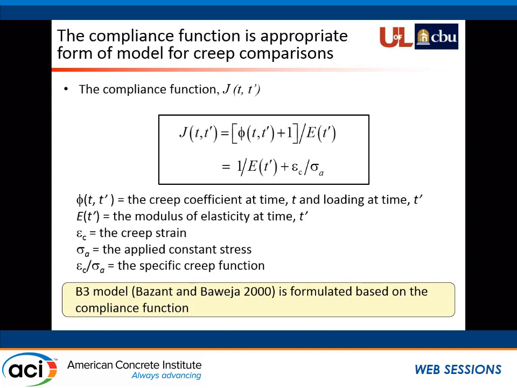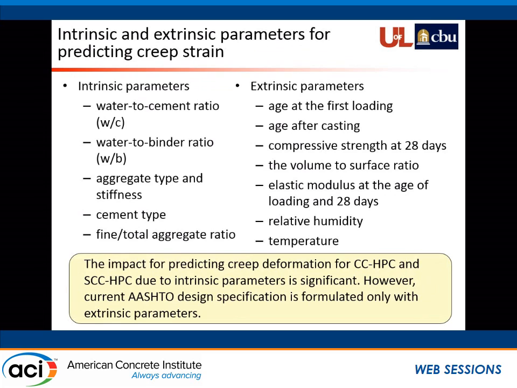So this relationship we are going to use to predict a better creep coefficient, but our model is calibrated based on the compliance function. We know that the Bazant model, the D3 model, which is available now, is basically based on the compliance function. And then we try to capture better intrinsic parameters and extrinsic parameters for predicting the creep.